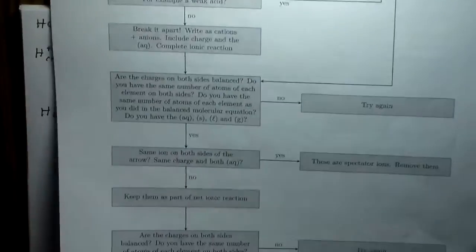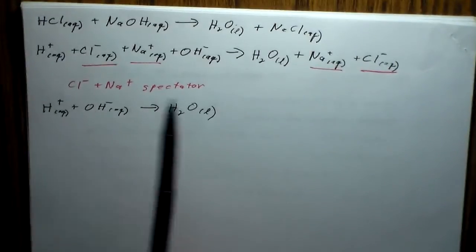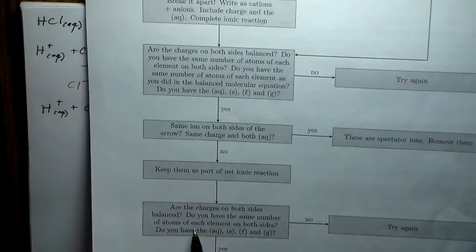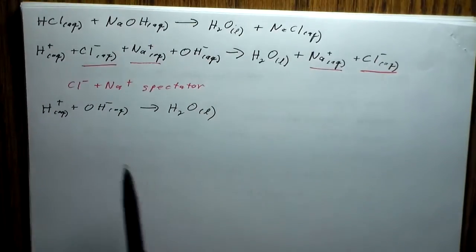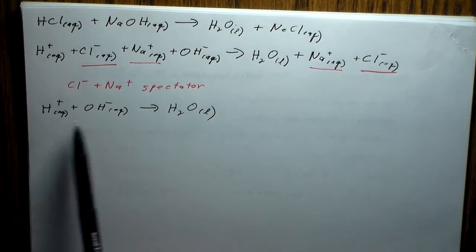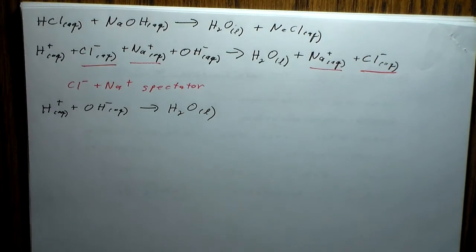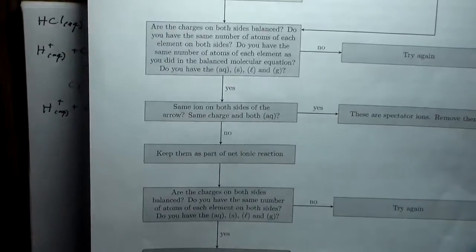All right, and again, are the charges on both sides balanced? Plus 1, minus 1, 0. That is 0. Same number and types of elements on both sides. Do I have all my labels? Plus one. I have 2 H's, 1 O. Yes, everything there is nice and happy. And then we're all good there.